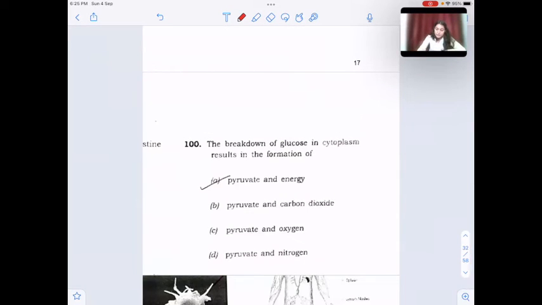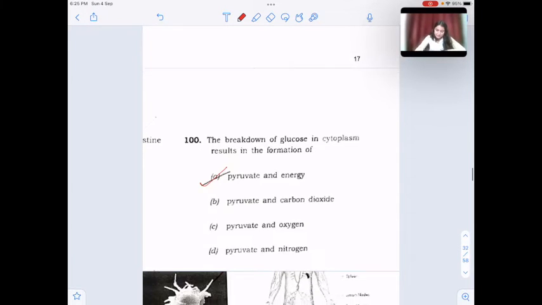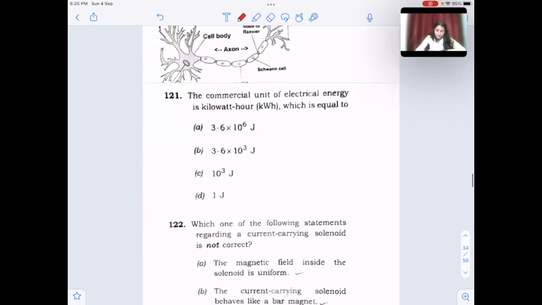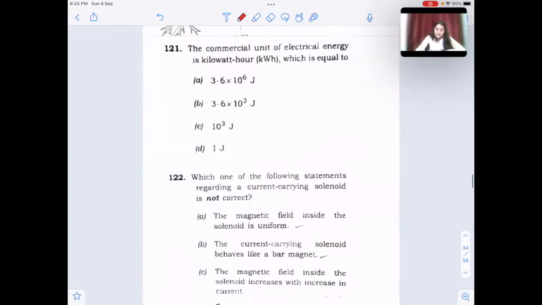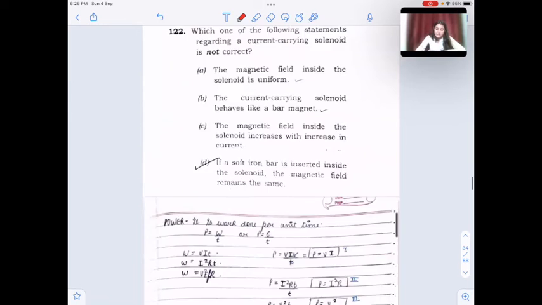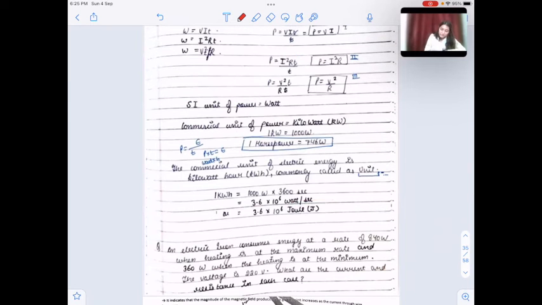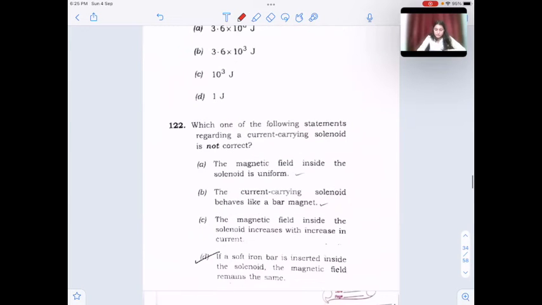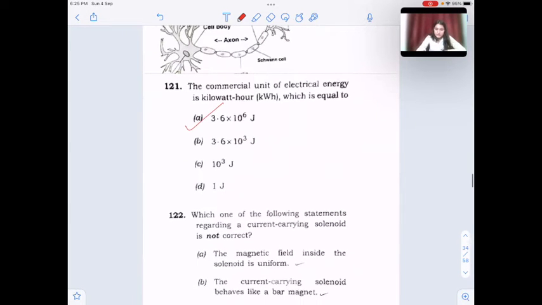Okay, the breakdown of glucose in the cytoplasm. So it results in pyruvate and energy. Option A. The commercial unit of electrical energy. So again, a very straightforward question here. The conversion is given. You need to remember this. 3.6 into 10 power 6 joules. The answer is option A, 3.6 into 10 power 6 joules.